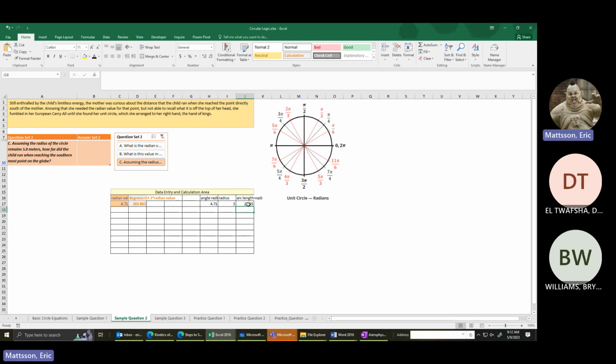So this kid ran 23.5 meters. So the distance that the kid actually covered as she ran from that point to the southernmost point was 23.5 meters. Again, I like to highlight stuff. So I'll come over here.